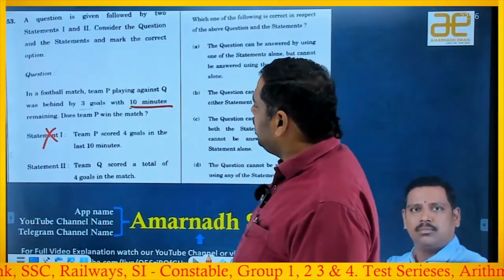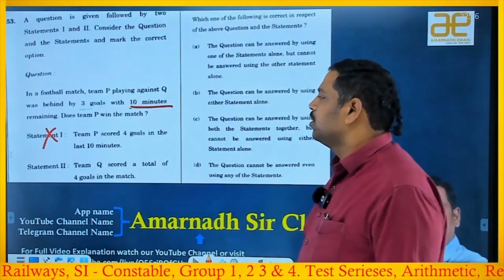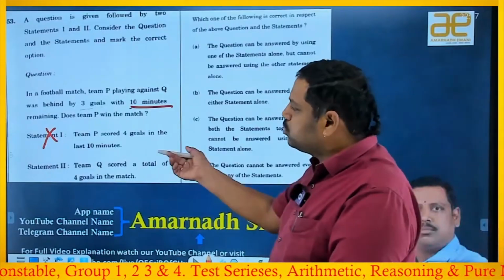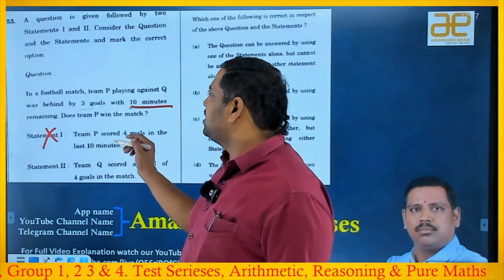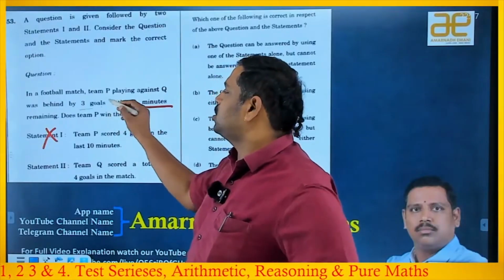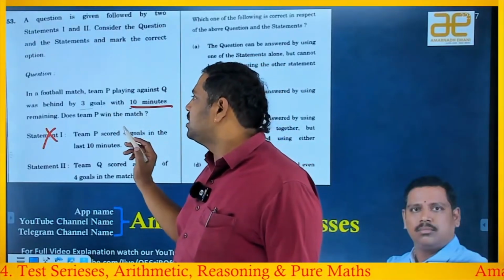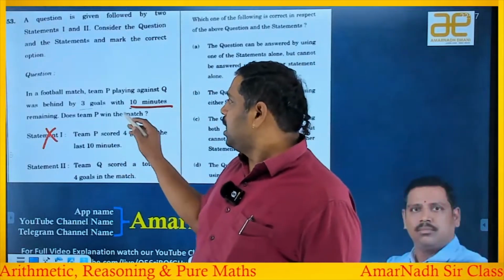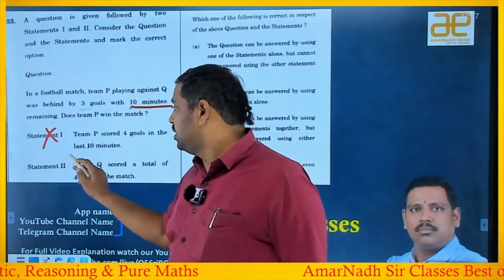Team Q scored a total of 4 goals in the match. How many did he score? A total of 4 goals in the match. Here, Q scored a total of 4. That means in the last 10 minutes, how many Q scored, I don't know. And in the last 10 minutes, how many P scored, I don't know. So that's why it is not sufficient.